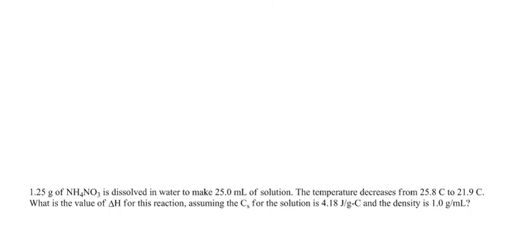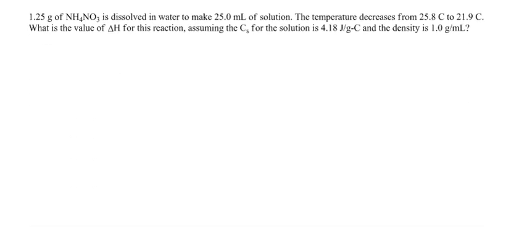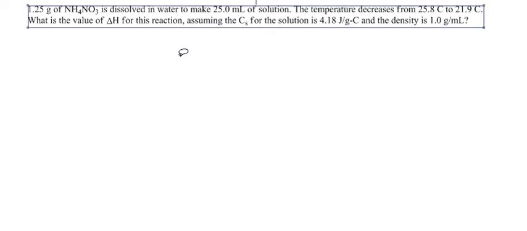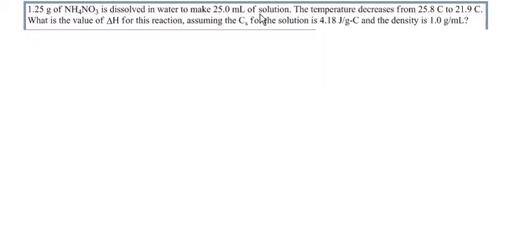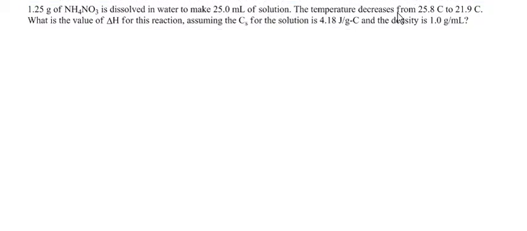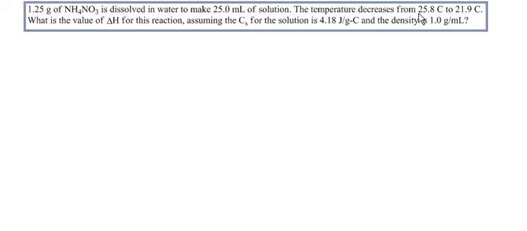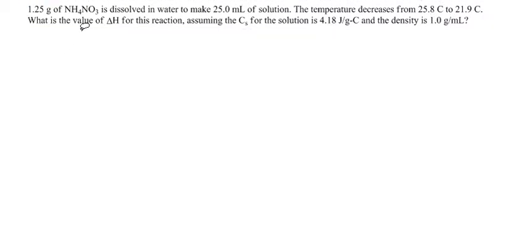Okay, I want to look at a thermochemistry problem today, and the question that we're going to be trying to answer is the following one. If we take 1.25 grams of ammonium nitrate and dissolve it in water to make 25.0 milliliters of solution, and the temperature changes, it decreases actually from 25.8 to 21.9, we want to calculate the value of delta H for this reaction, and we're given some information about the density of the solution and the heat capacity.